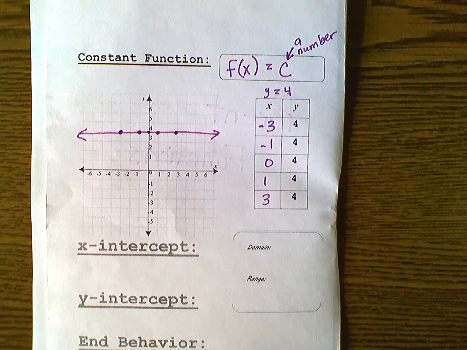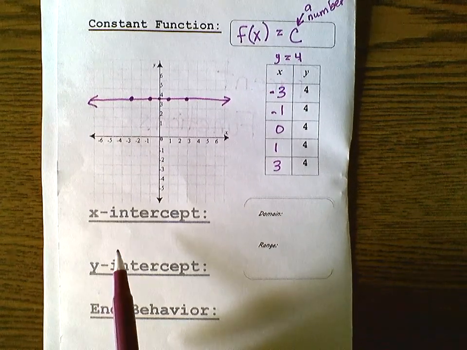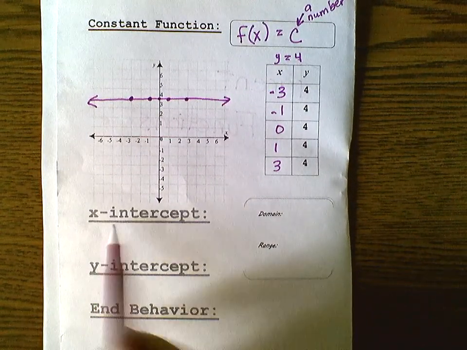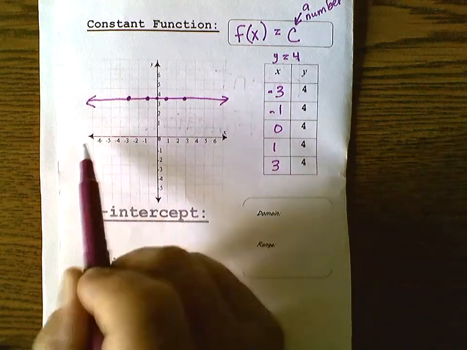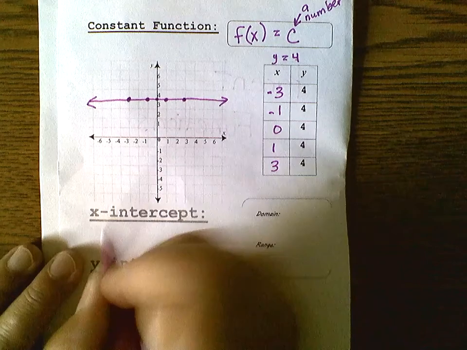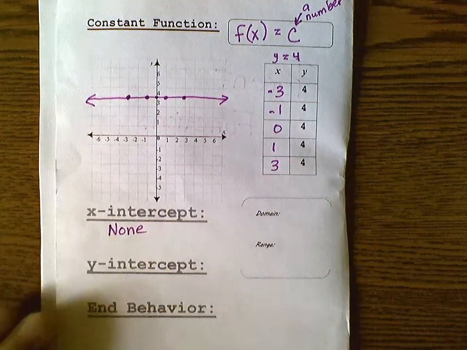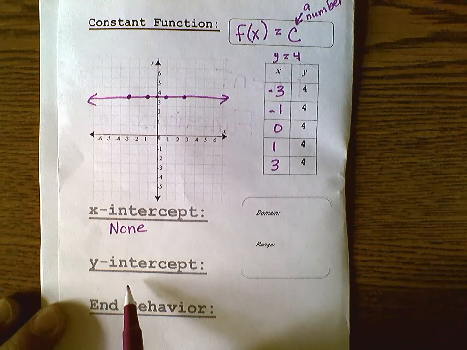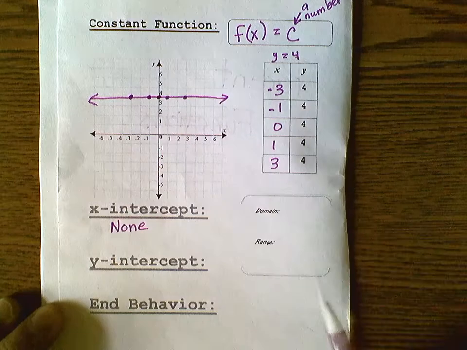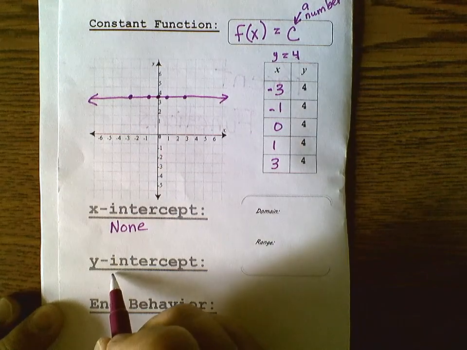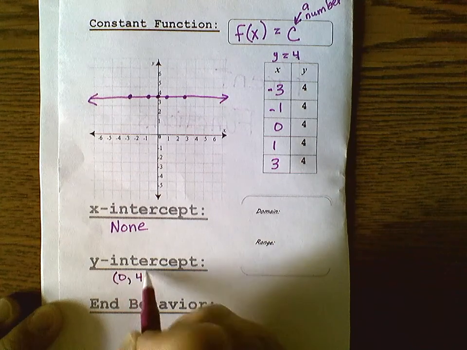Okay, so now we're looking for an x-intercept. And if you've forgotten, the x-intercept is where our graph crosses the x-axis. And as you can see, it does not, so there is no x-intercept. The y-intercept is where the line or graph crosses the y-axis, and it crosses right there at 4. So the y-intercept is at (0, 4).